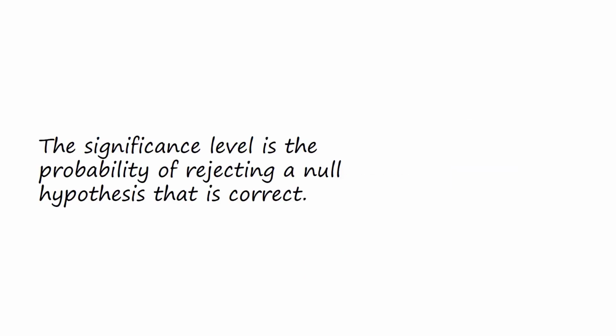Section 2. Significance levels. The significance level is a probability of rejecting a null hypothesis that is correct. So that means saying there is a difference when there actually isn't. Significance level is denoted by the Greek letter alpha. Significance is usually set at 0.05.